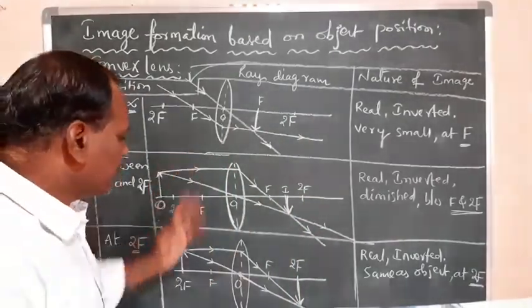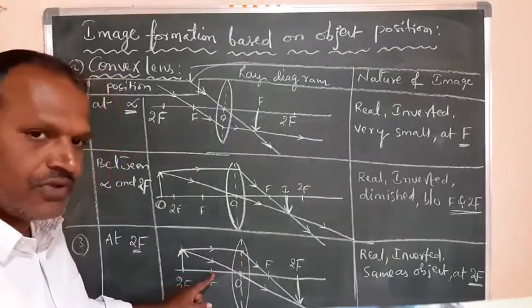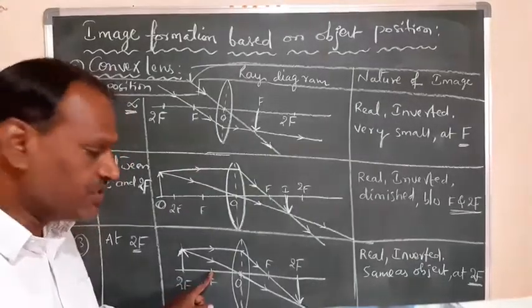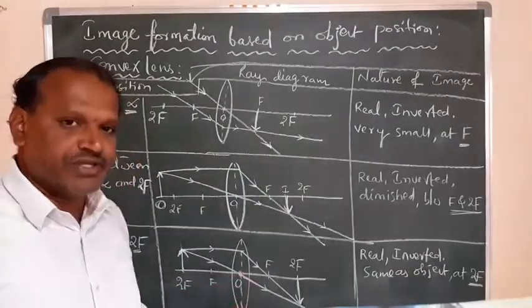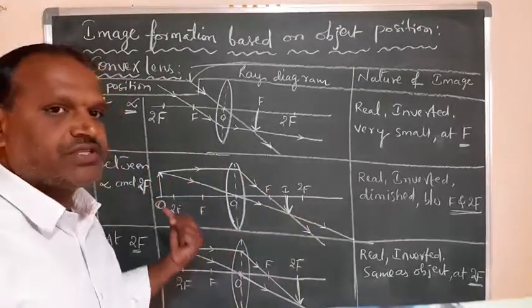Right? So these are the three cases I have given. I'll give three more: between 2f and f when the object is there, or at f if the object is there, or between f and O the object is there. Three more cases we are going to discuss. So these are the three cases we discussed till now.